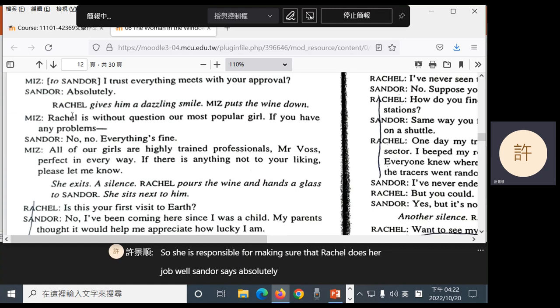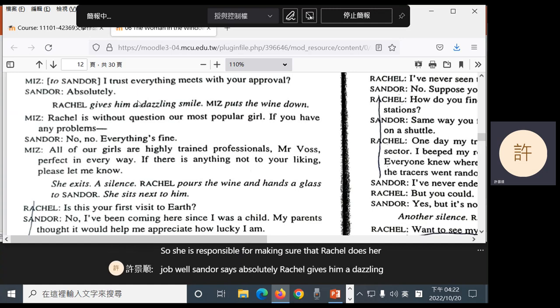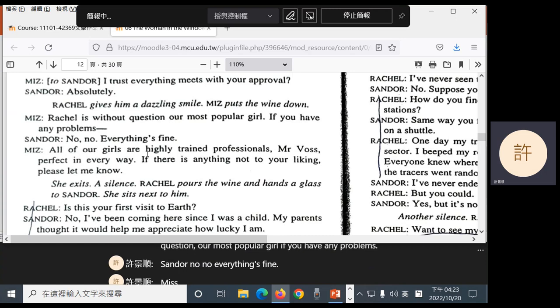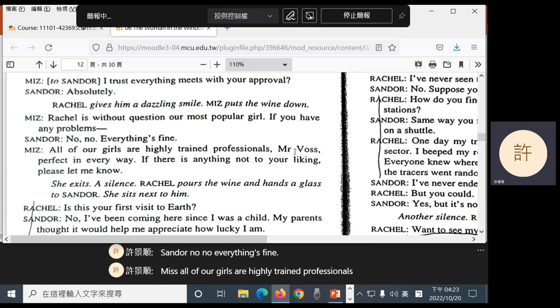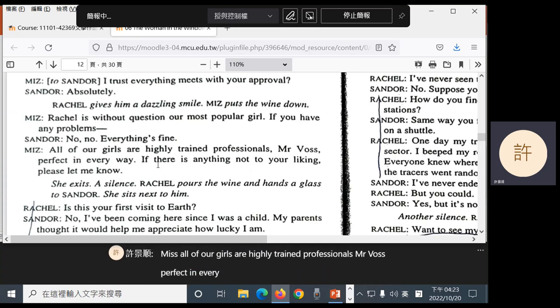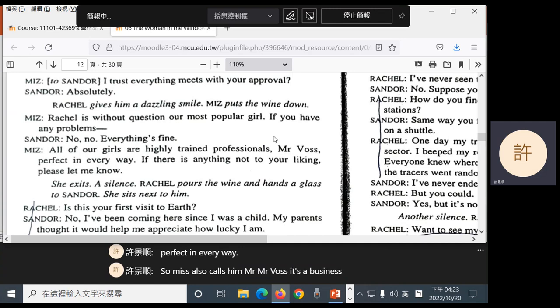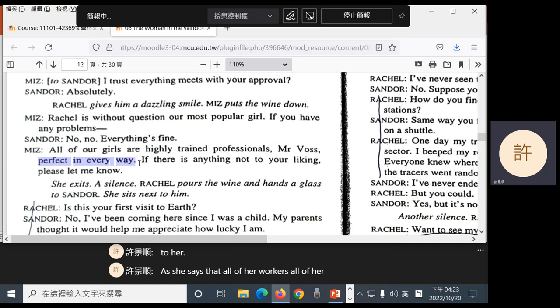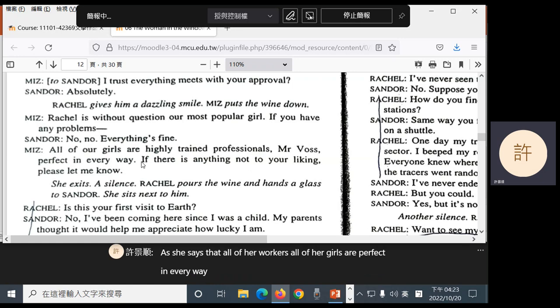Sandor says, absolutely. Rachel gives him a dazzling smile. Ms. puts the wine down. Ms.: Rachel is without question our most popular girl. If you have any problems, Sandor: no, everything's fine. Ms.: All of our girls are highly trained professionals. Mr. Voss, perfect in every way. So Ms. also calls him Mr. Voss. It's a business relationship to her. And she says that all of her workers, all of her girls, are perfect in every way. If there's anything not to your liking, please let me know.